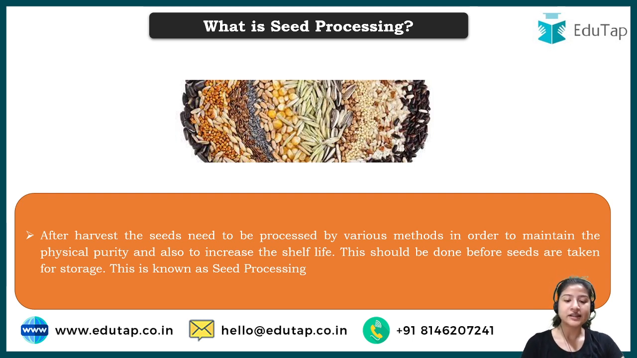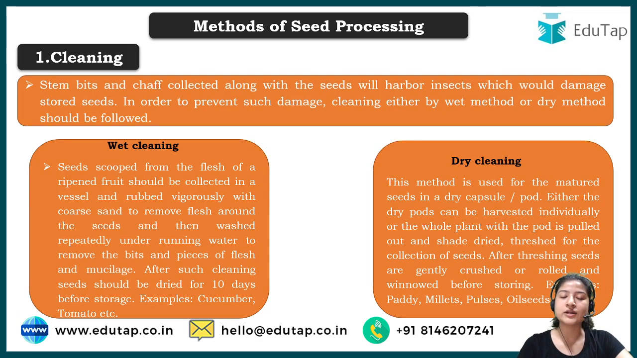So this process, to increase the shelf life, the time period of it, is known as seed processing. All the processes that are followed to achieve this aim, to increase the shelf life, are known as seed processing. There are different methods. First of all, we'll go for cleaning. When harvesting is done, a lot of dust and chaff and other insects, dead insects, all get incorporated while harvesting the crop.